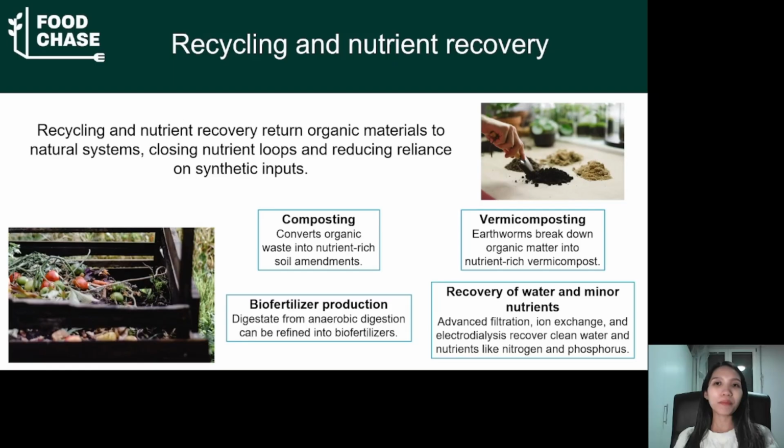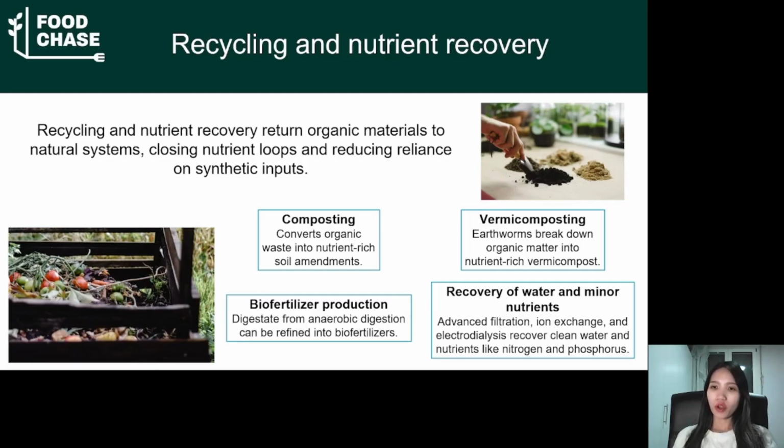When the previous options are not feasible, the food waste can be turned to recycling and nutrients recovery. In this case, the nutrients is no longer for human consumption. Recycling and nutrients recovery turn organic material to natural system, closing the nutrients loop and reducing reliance on synthetic inputs. Some practices of this level include composting, which convert organic waste into nutrient-rich soil amendment.